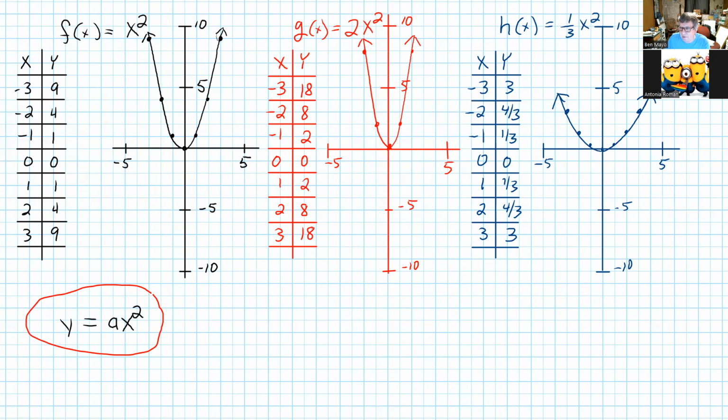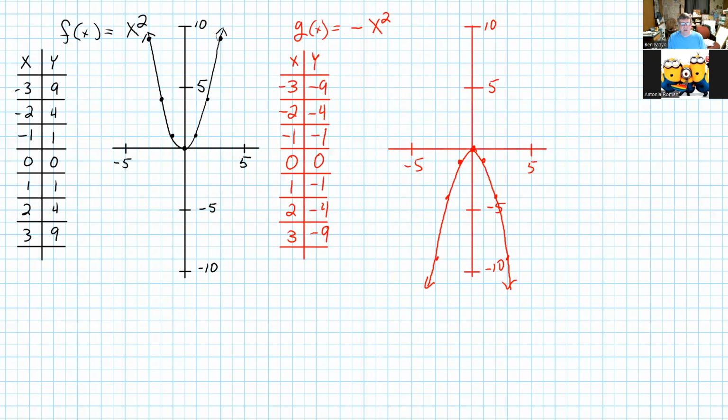Let's take a look at h of x equals 1/3 x squared. Again, I've used -3 to +3. Again, it's in the form of y equals ax squared. But now a is smaller than 1. The graph still opens upward, still has the vertex at the origin, still has the axis of symmetry at x equals 0, but it climbs slower and opens up wider, okay? So if a is larger than 1, it climbs faster. If a is between 0 and 1, it climbs slower, but it still opens upwards in all cases. Any questions about that?